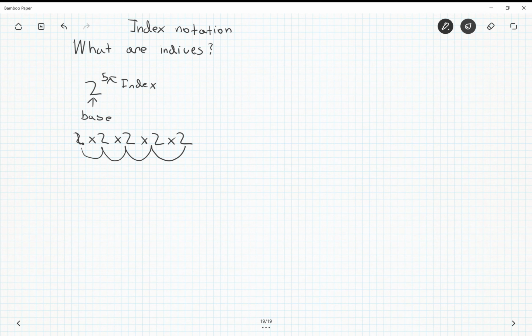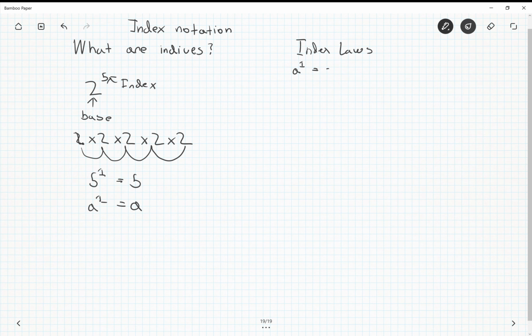If you notice through this logic, we can also see an example such as 5 to the power 1, that equals 5. So therefore, a to the power 1 equals a. Any number to the power of 1 is just itself, because it's not being multiplied by another number. So that's one law we've already got. I'll just write index laws here. Our first index law is that a to the power 1 equals a.